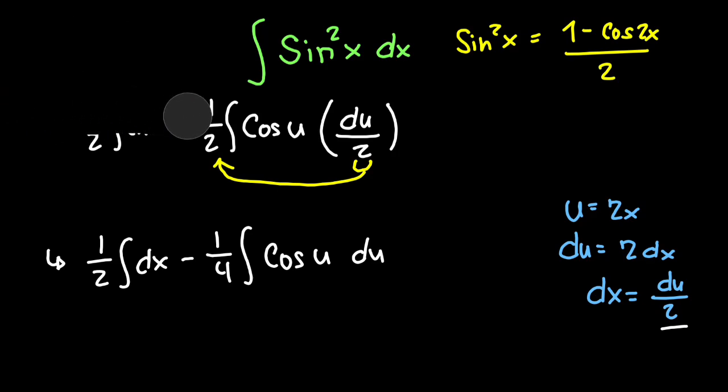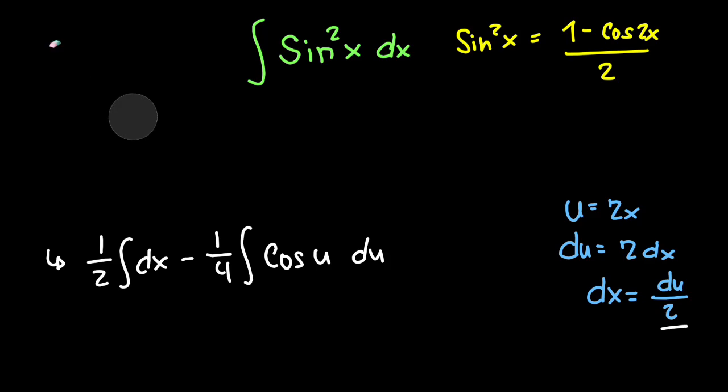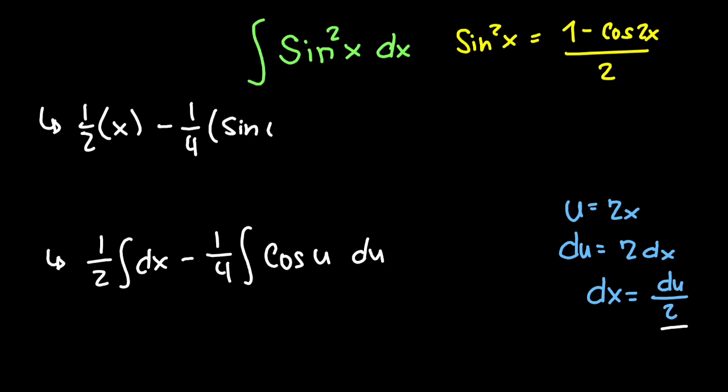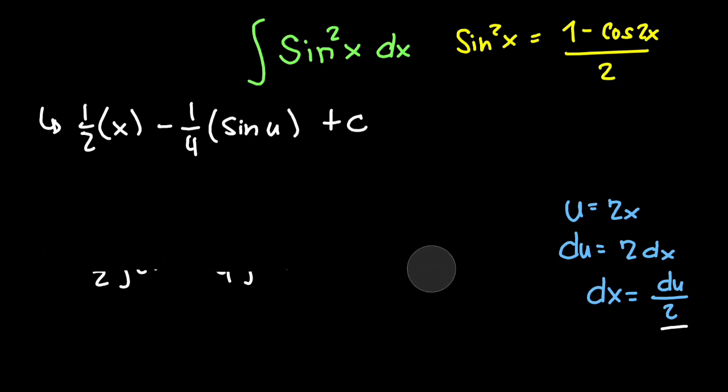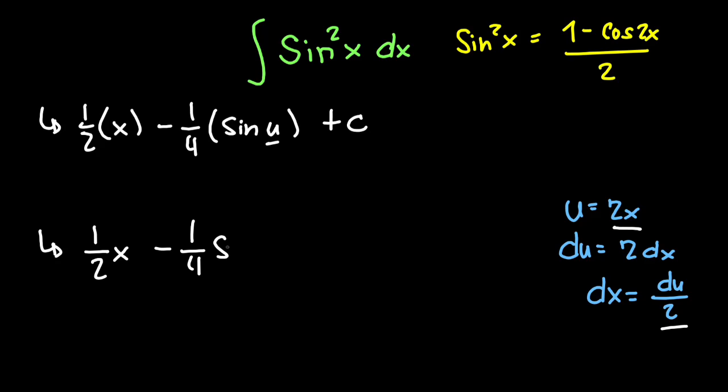So we can now integrate this one by one. The integral of dx is equal to x, and the integral of cosine of u would be equal to sine of u plus the constant of integration. And so the final answer, putting u back into its original form, which is 2x, would be 1/2 x minus 1/4 sine of 2x plus c.